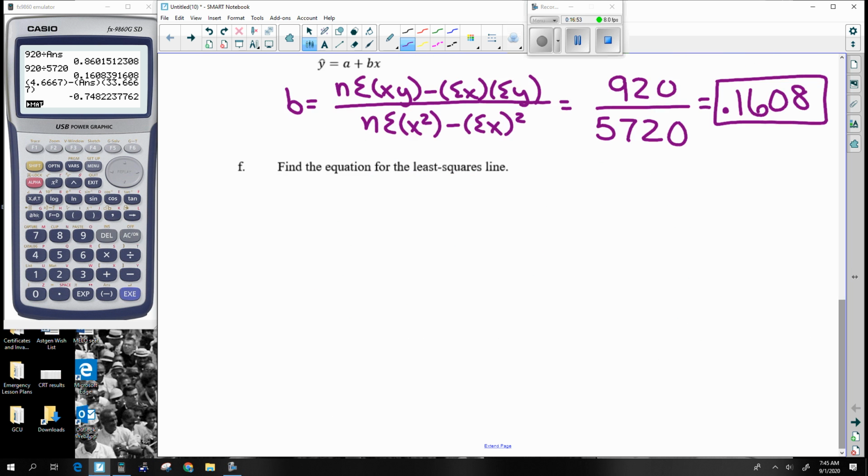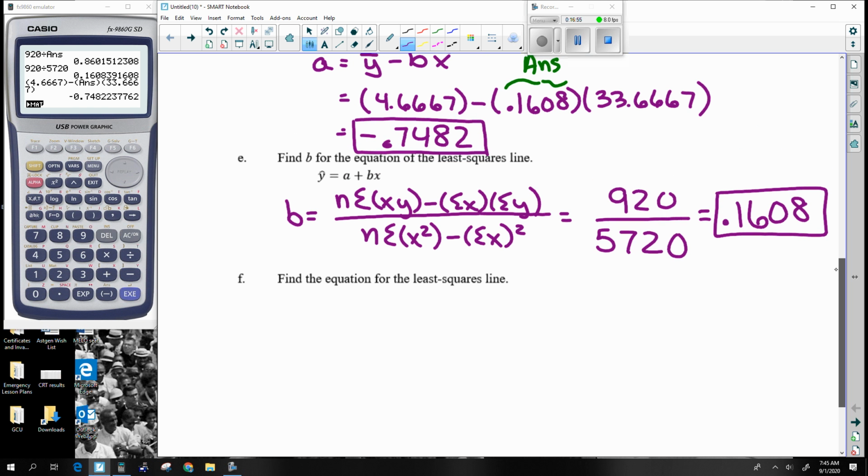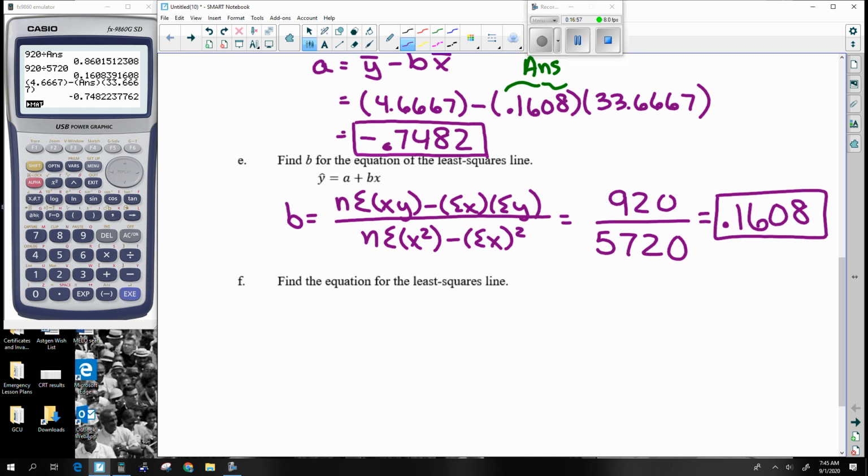Okay, last but not least. What is the equation of the least squares line? This function is y hat is equal to a plus bx. And what you're going to do is specifically replace the letter A and the letter B with the numbers that you just found. Everything else, like the y hat, stays y hat, the x is still there, et cetera.